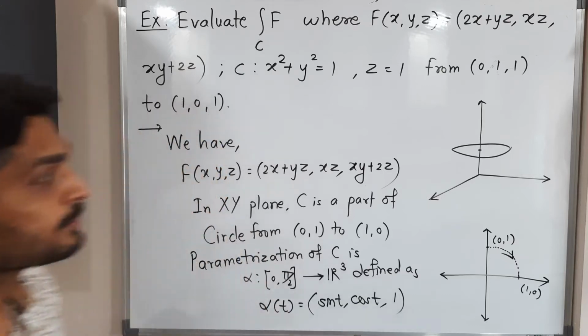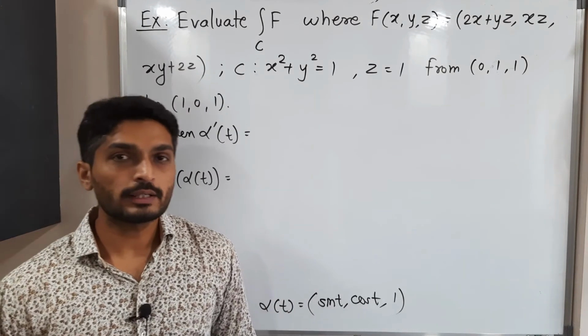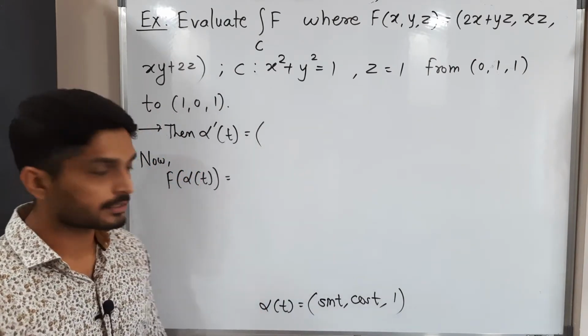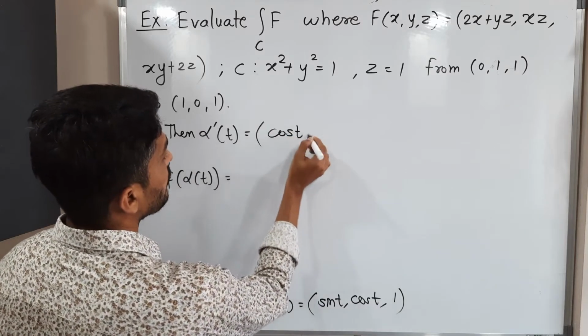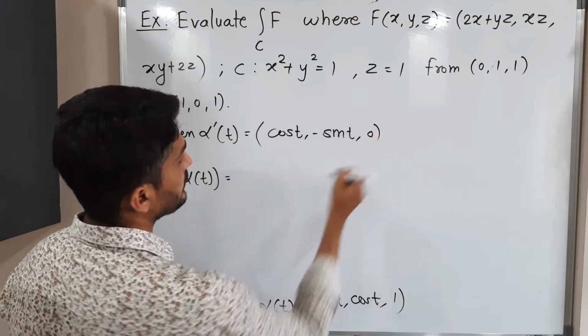But there is no more space, so make a screenshot of it and then we will go further. So let us find alpha dash of t. Alpha dash means its derivative. What will be its derivative? Derivative of sin t is cos t. Derivative of cos t is minus sin t, and derivative of 1 is 0.